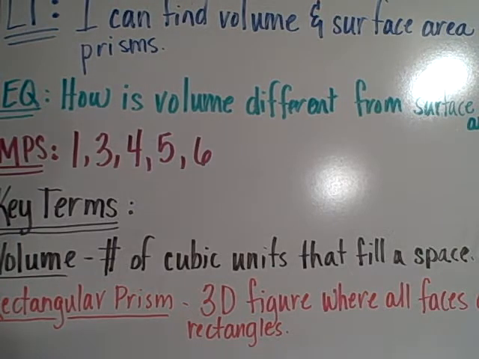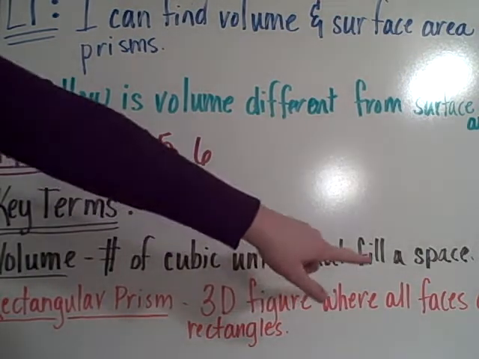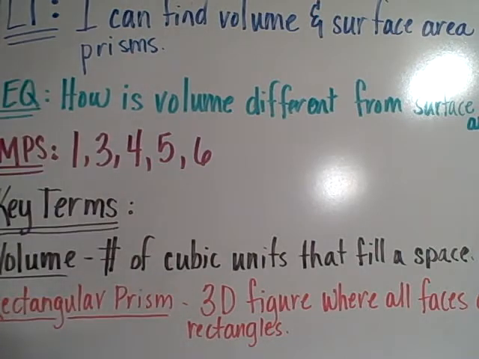Our first key term is volume, and that happens to be the number of cubic units that fill a space. Now, when we talked about area, we said it was how many square units. Volume is always cubed. Rectangular prism, that is a 3D figure where all faces are rectangles.